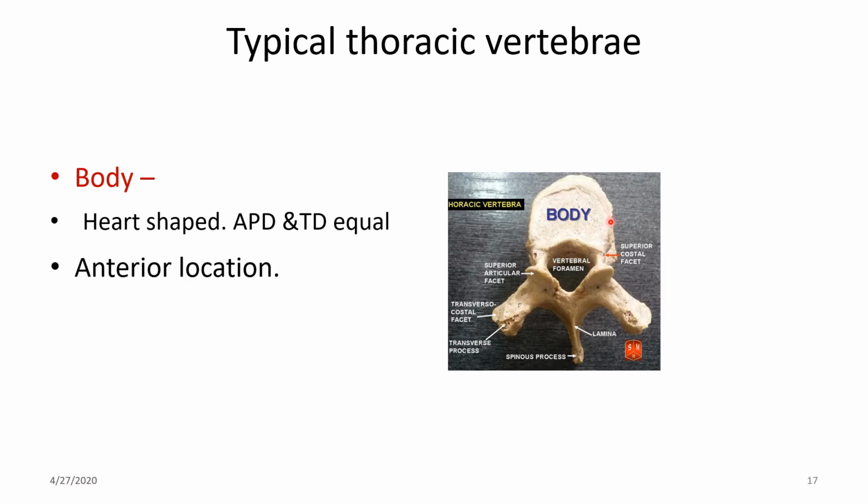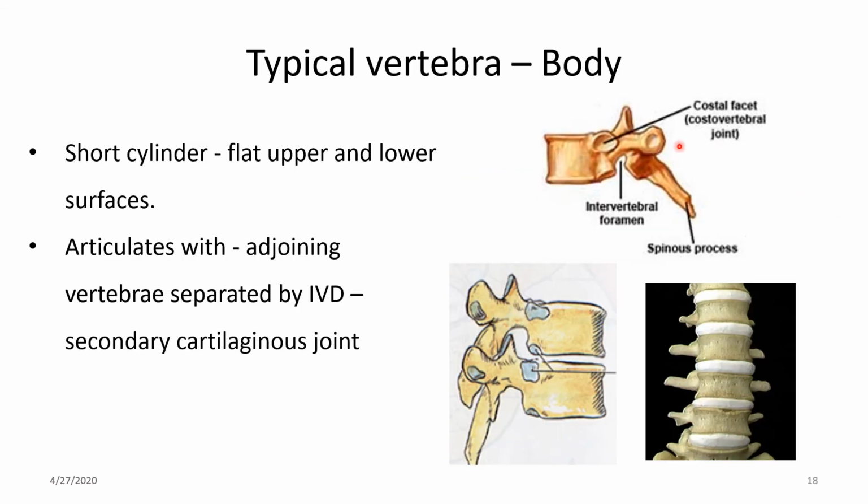So the body is heart shaped and anterior in location. It is in the form of a short cylinder having flat upper and lower surfaces, articulating with the adjoining vertebra separated by intervertebral disc, which you can observe here, the intervertebral discs between the bodies of the vertebra. This is the anterior surface of the vertebra.